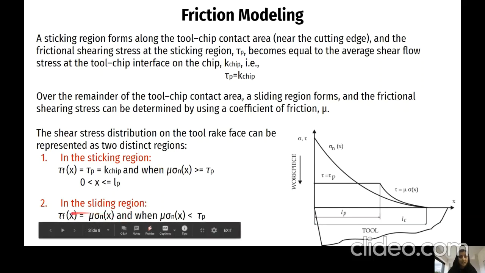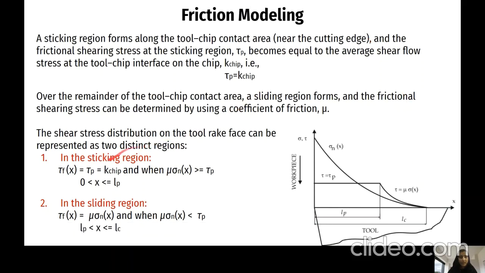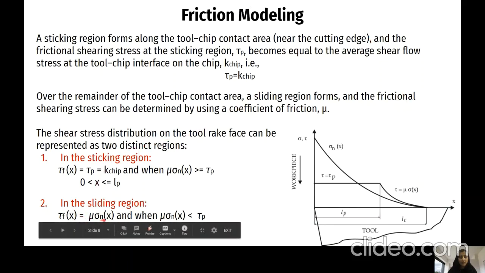Whereas, as part 2, we'll be evaluating the shear stress distribution in the sliding region. That is when x belongs to LP to LC. That is the region which is now shown in the figure. Tau fx will be equal to mu sigma nx. And here, the frictional shear stress in the sliding region will be less than that of the sticking region.